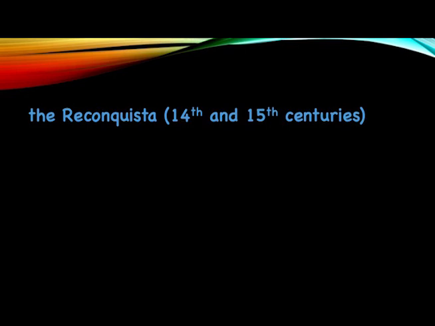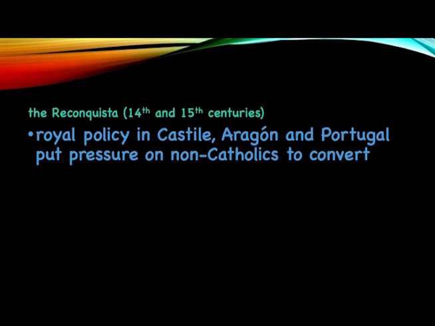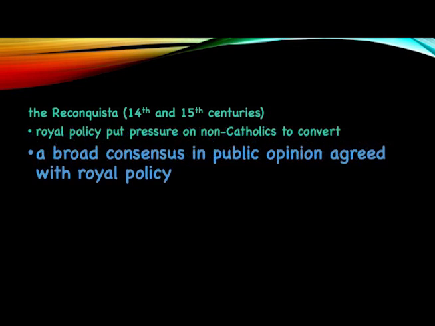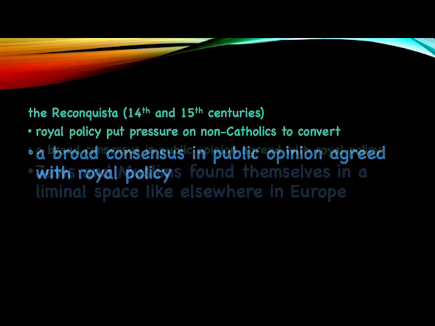During the Reconquista of the 14th and 15th centuries, the situation on the Iberian Peninsula differed greatly from the 13th century. The Castilian monarchy no longer followed benevolent practices towards non-Catholics. Royal policy put pressure on Jews and Muslims to convert, and a similar process occurred in the kingdoms of Aragon and Portugal. A broad consensus in public opinion increased the pressure on Jews and Muslims to convert to Catholicism.